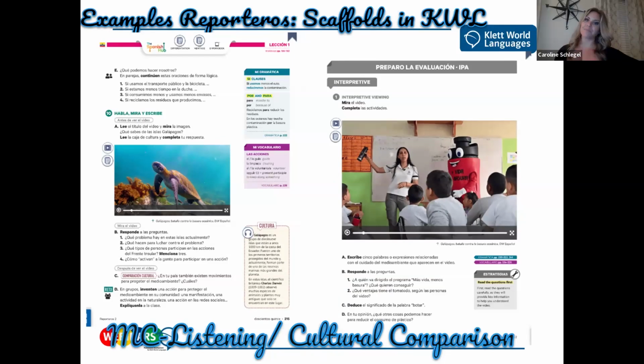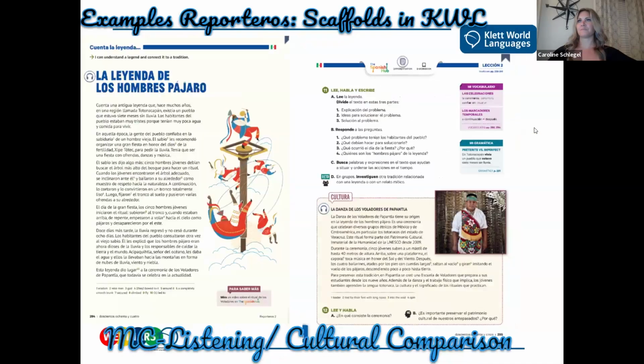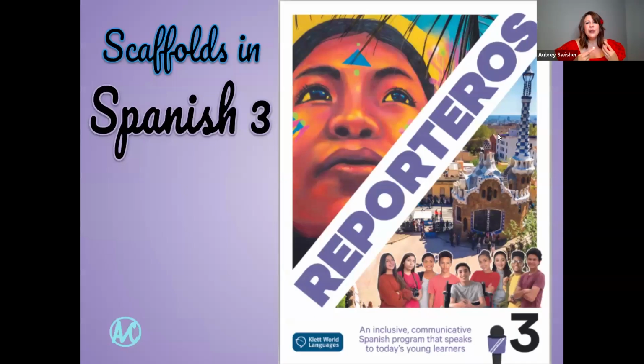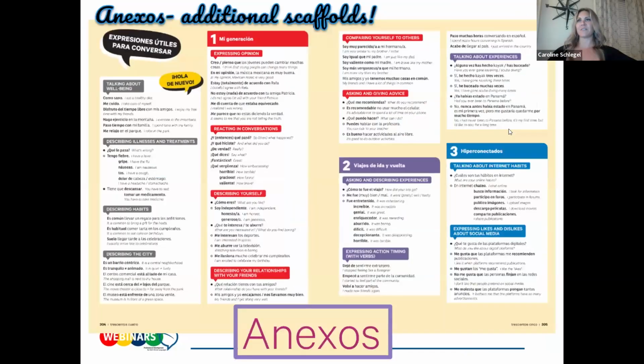Yes. And we know that that really increases their comprehension. Again, you're going to see some familiar things. Keep on going, Caroline. You got it. There you go. Listening comparisons. You can see how frequently they pop up because it's routine, it's normal, and it happens each unit, each lesson in each unit. Yeah, and scaffolds again in Spanish 3.